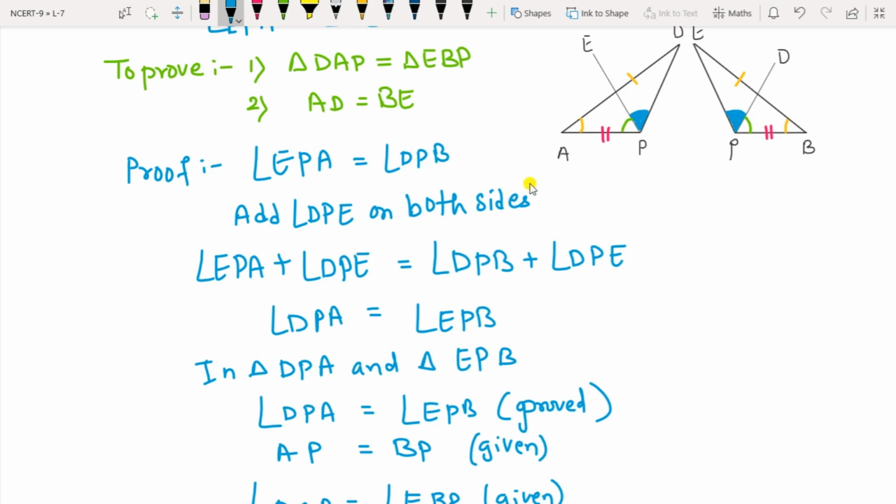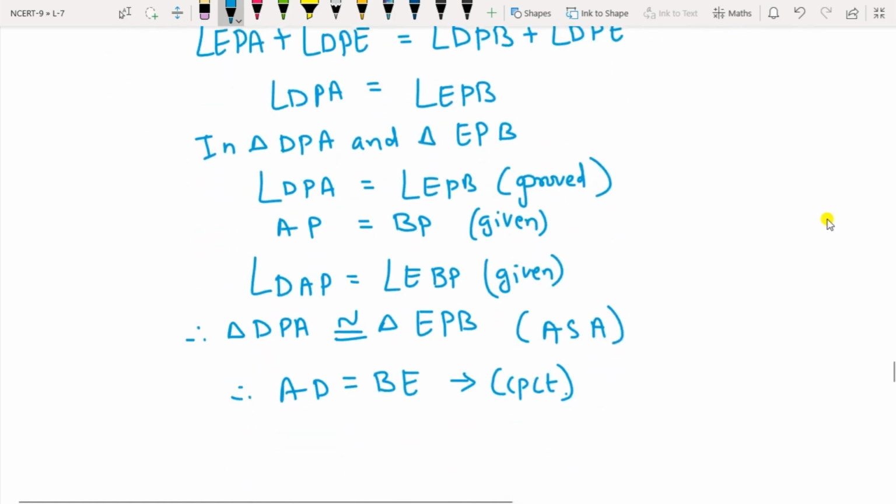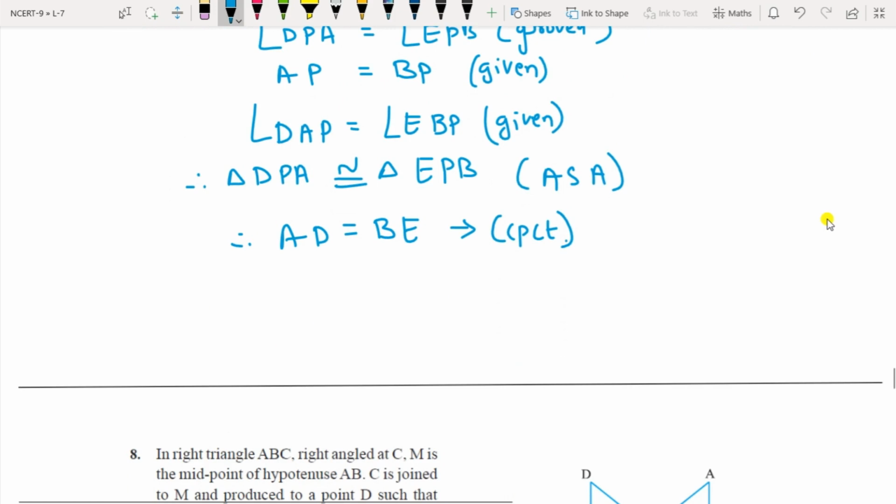Now consider this triangle DPA and this triangle EPB. Write the things that are equal. DPA is equal to EPB, that is the first thing that we have proved. Then AP equal to PB, that is given. And then this angle DAP will be equal to EBP. Therefore these two triangles are congruent, and therefore the side DA is equal to EB here by CPCT. EB or BE, you can write anything.